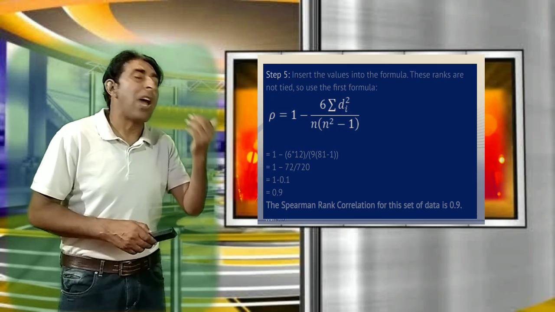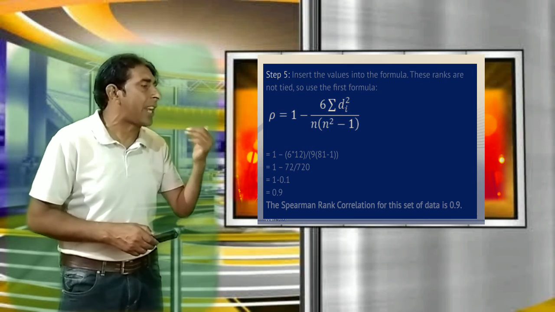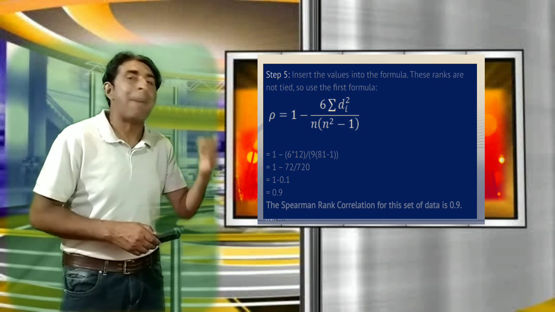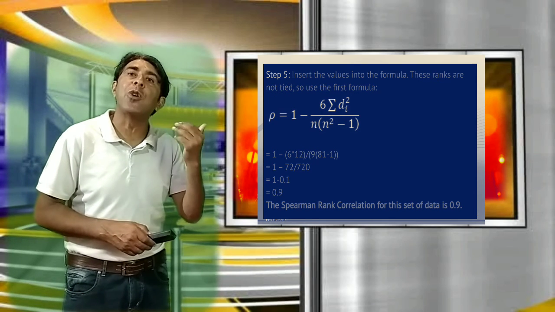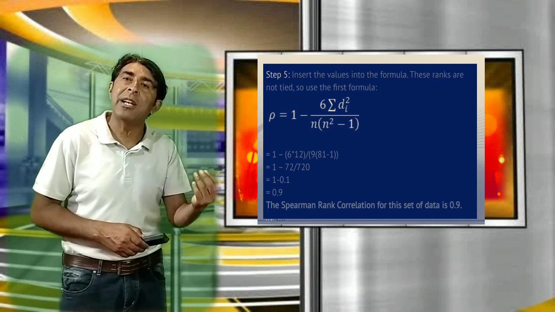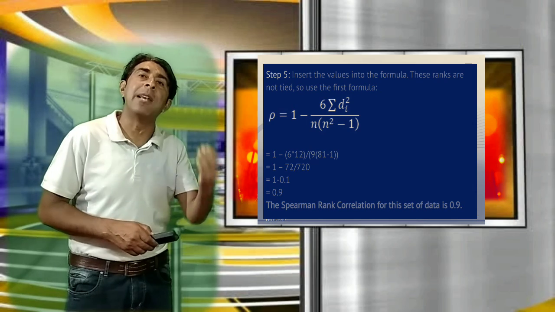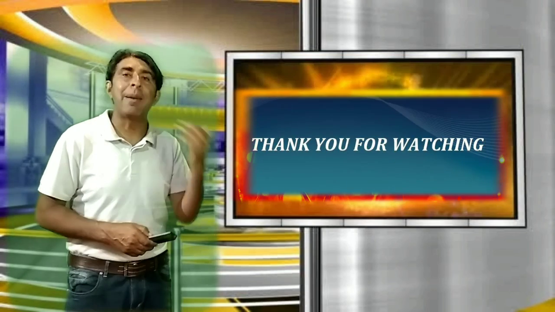This is how we calculate Charles Spearman's rank correlation. The Spearman's rank correlation coefficient here, by the rank method, is equal to 0.9. That means there is a perfect positive correlation between the two variables, that is, marks obtained in physics and mathematics. Thank you very much for watching.